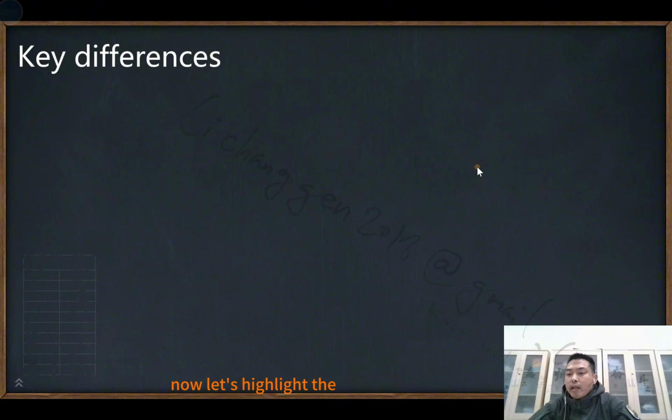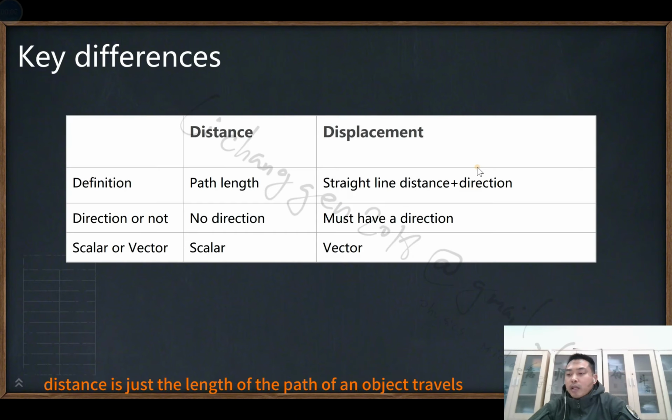Now let's highlight the key differences between distance and displacement, and also between scalar and vector quantities. Distance is just the length of the path an object travels, but it doesn't give us any direction. So distance is a scalar quantity which only has magnitude. On the other hand, displacement tells us the shortest straight-line distance between starting and ending points, and also the direction of movement. So displacement is a vector, which has both magnitude and direction.